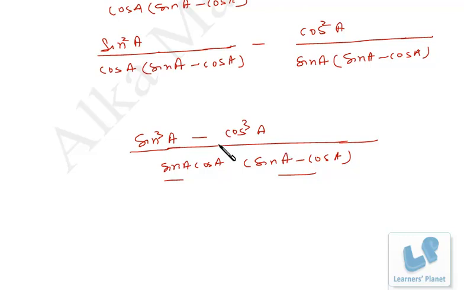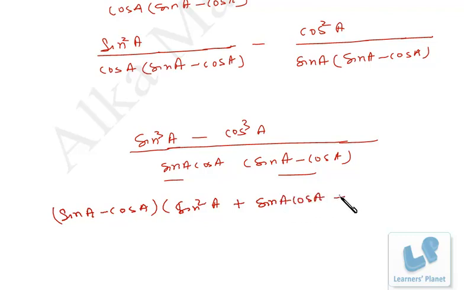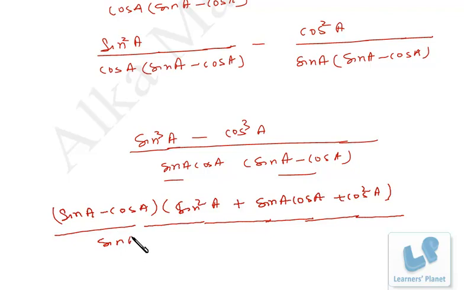Now what can we do? We can use the formula for A cube minus B cube, that is A minus B into A square plus AB plus B square. So what I do is, it is sin A minus cos A and then sin square A plus sin A cos A plus cos square A, upon sin A cos A into sin A minus cos A.